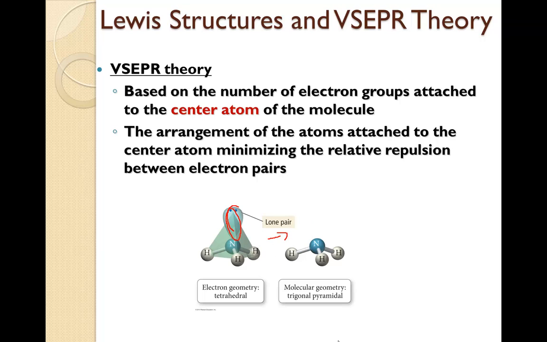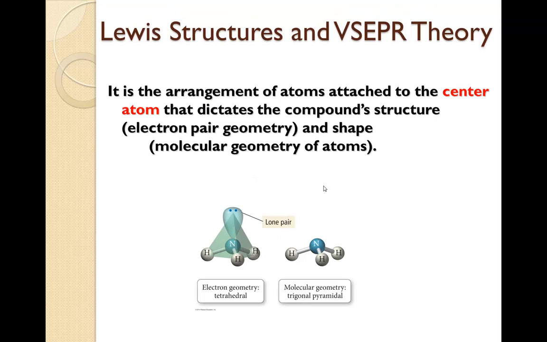So this is the electron geometry of the tetrahedral. This is the molecular geometry. So for the electron geometry we're including the lone pair. For the molecular geometry we are not. The arrangement of the atoms attached to the center atom dictates the compound structure, which is the electron pair geometry, and the shape, which is the molecular geometry of the atoms.